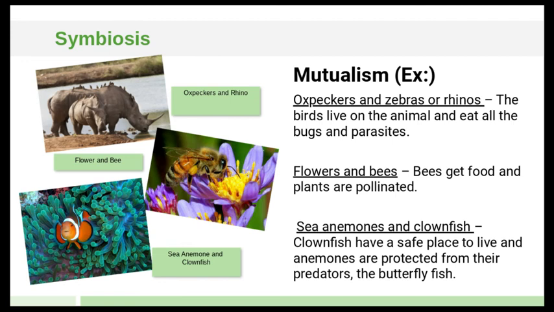Sea anemones and clownfish. You may be thinking of Finding Nemo, and that's fine. But yeah, sea anemones and clownfish are a good mutualistic relationship. The clownfish have a safe space to live. Anemones are protected from their predators, the butterfly fish. So the butterfly fish comes in, and the clownfish will scare them off and keep them from coming in there. And it gives the clownfish a nice place to live and some protection from other fish that might try to eat it.